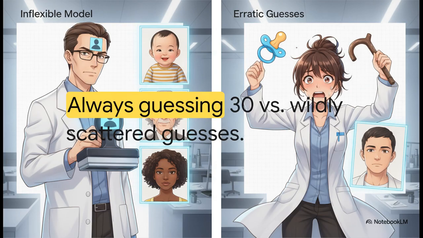But flip that around. What if its guesses are just wildly all over the place, like guessing 12 for one photo and then 85 for a nearly identical one? Now it's way too sensitive. Both of these extremes give us terrible predictions just for completely different reasons.